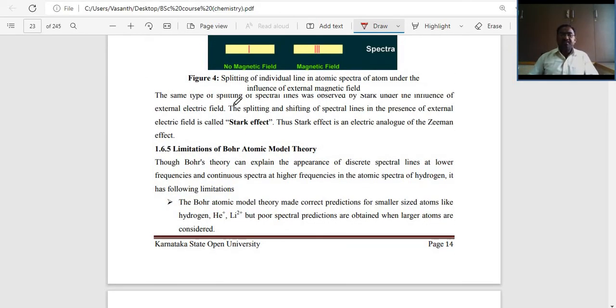The same type of splitting of spectral lines was observed by Stark under the influence of an external electric field. The splitting and shifting of spectral lines in the presence of an external electric field is called the Stark effect. The Stark effect is an electric analog of the Zeeman effect.